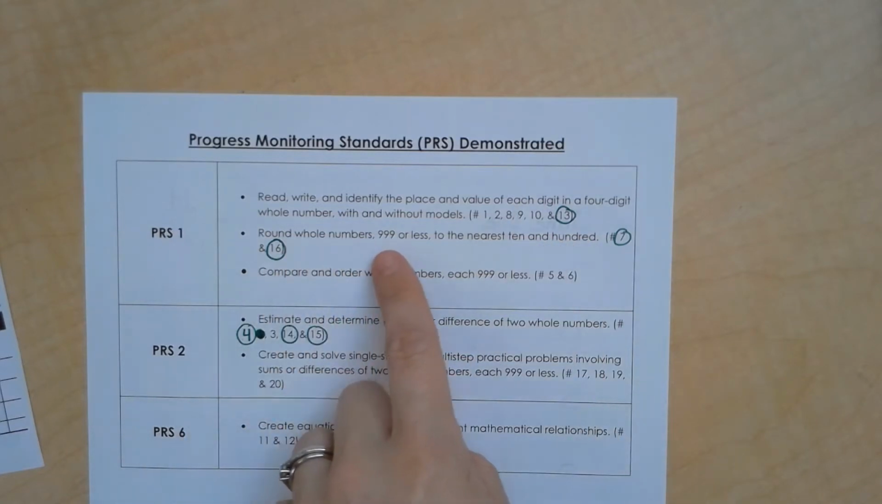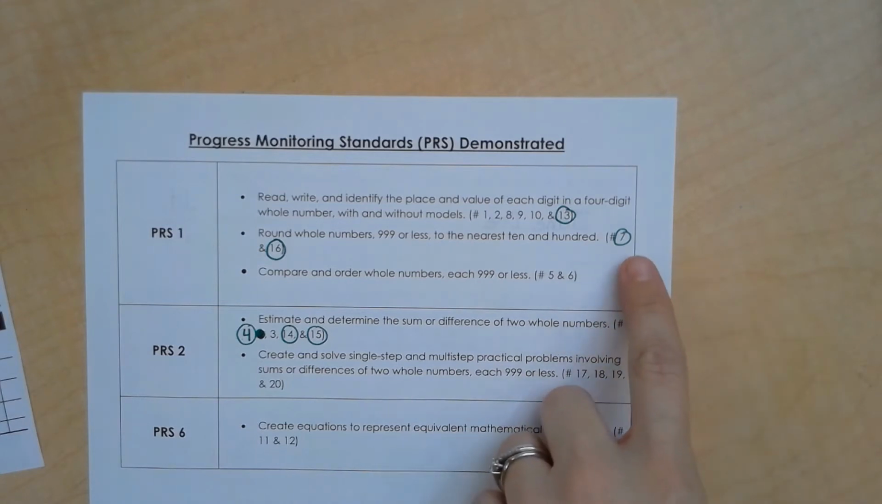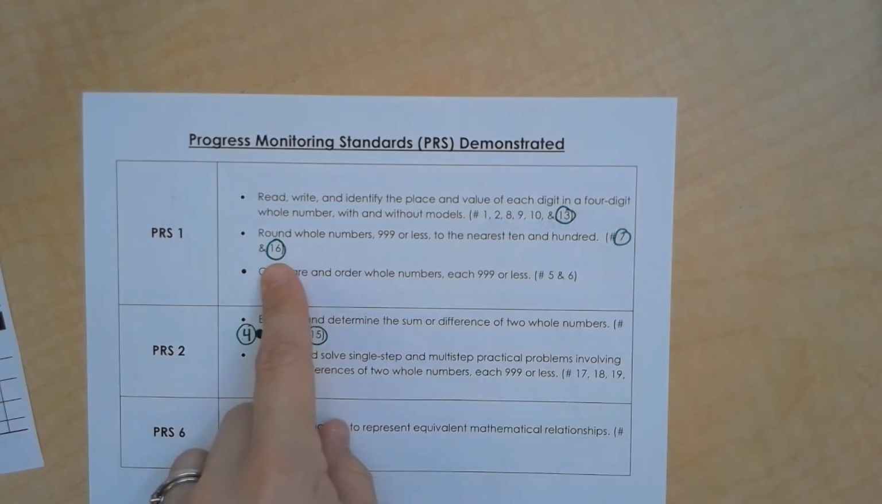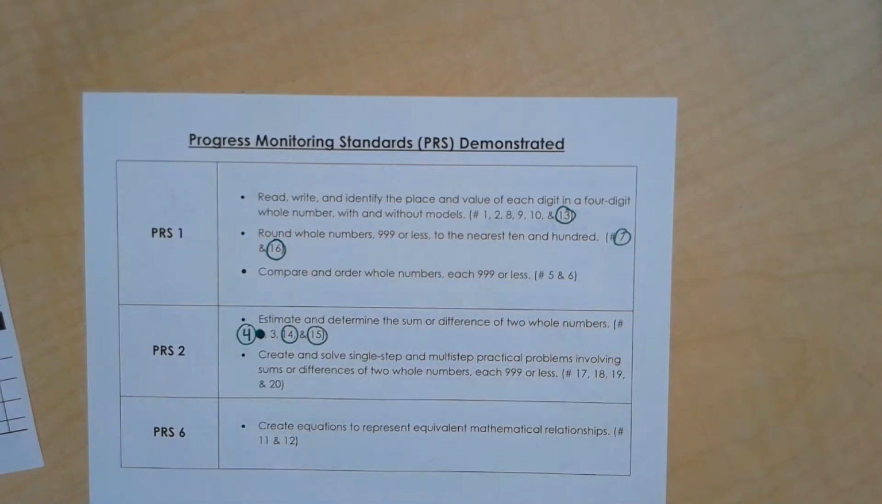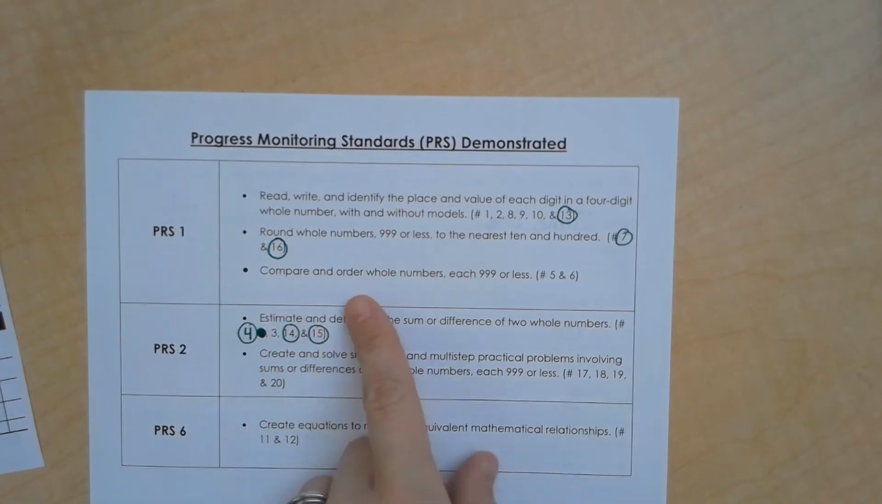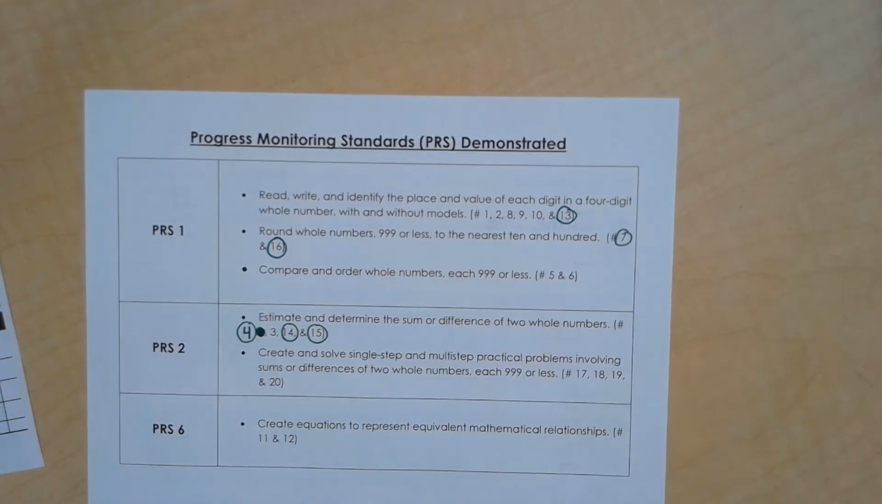Rounds whole numbers 999 or less to the nearest 10 and 100. This student had problems, did not get question number 7 or 16 correct. So this is definitely an area where a student needs extra practice. But comparing and ordering whole numbers, each 999 or less, they got those questions correct.